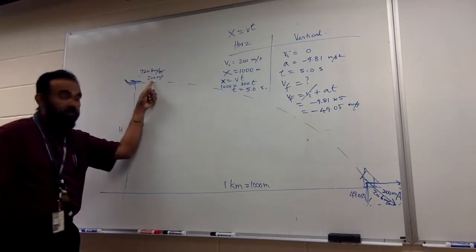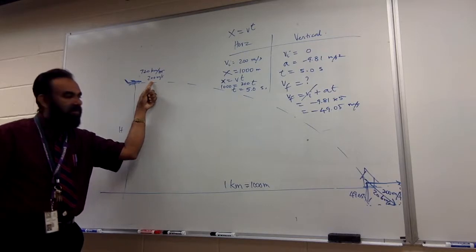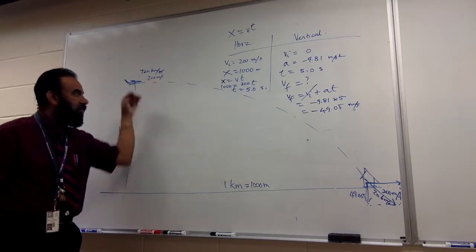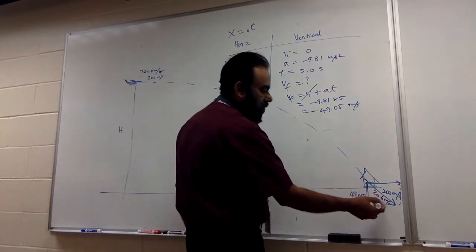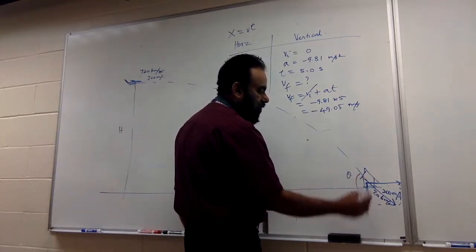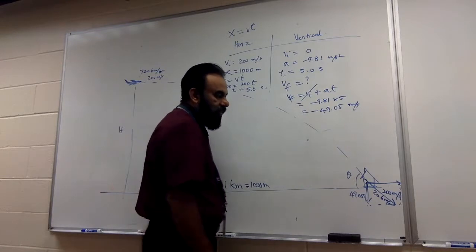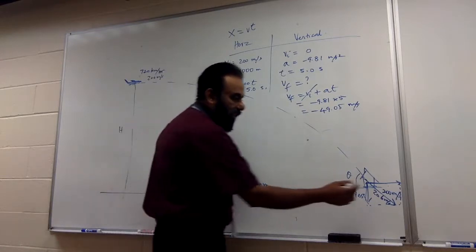That's faster than your release speed. It's faster because it picked up some vertical velocity as well. But this is just the magnitude. You need to figure out the angle, the angle with the horizontal, which is the same as this angle.